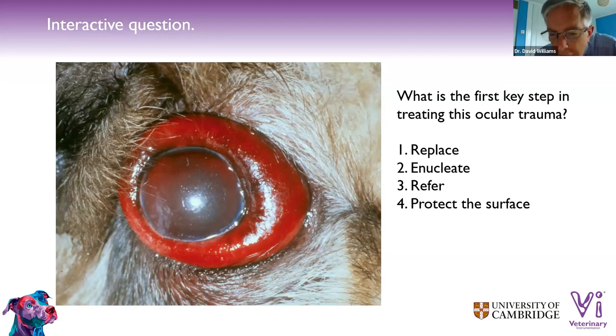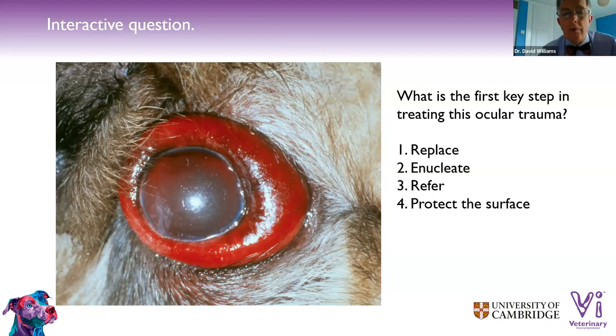Don't refer it. Whatever you do, if you refer it, it'll be blind and lose its sight, because that needs to be done as soon as you can. So I had a lovely student, Sam, and in her first couple of weeks as a new graduate a few years ago, she rang me and said, "Oh, David, I've got this horrendous situation." I said, "Don't let them refer it. You can do this yourself, I'm sure."